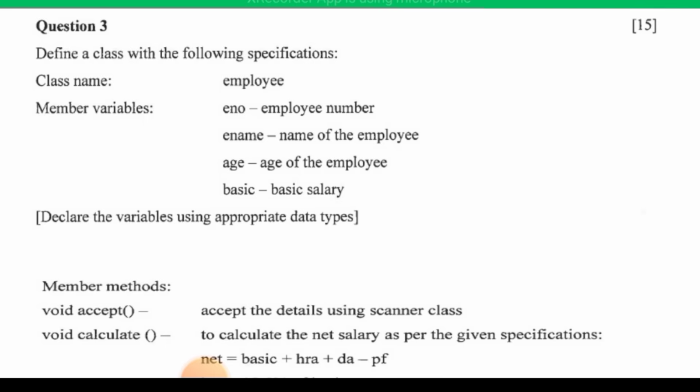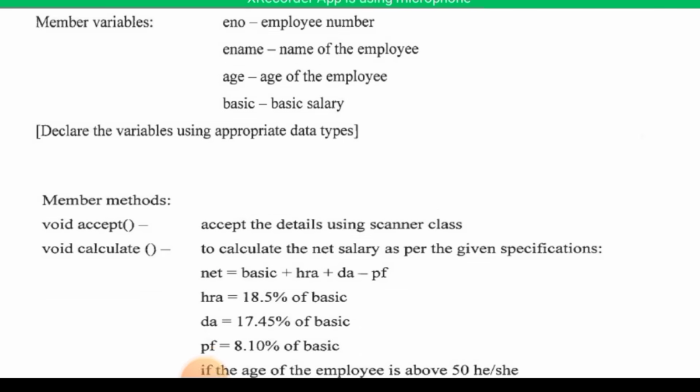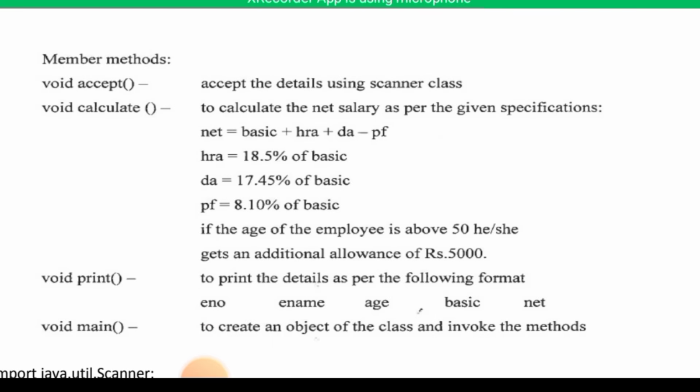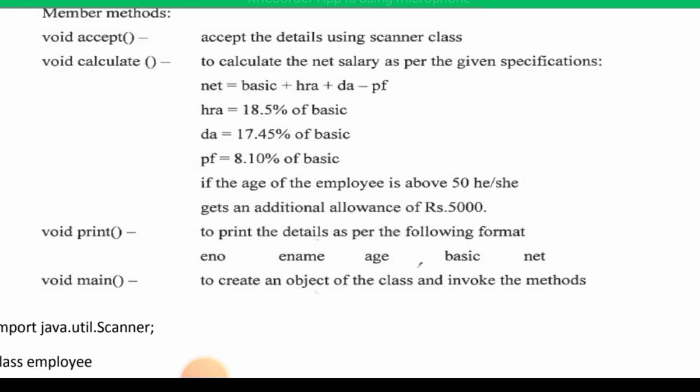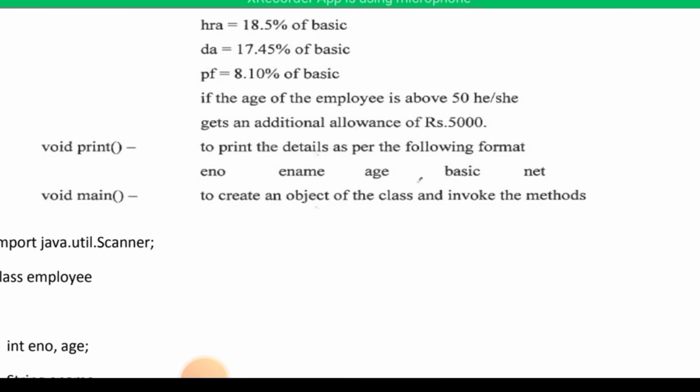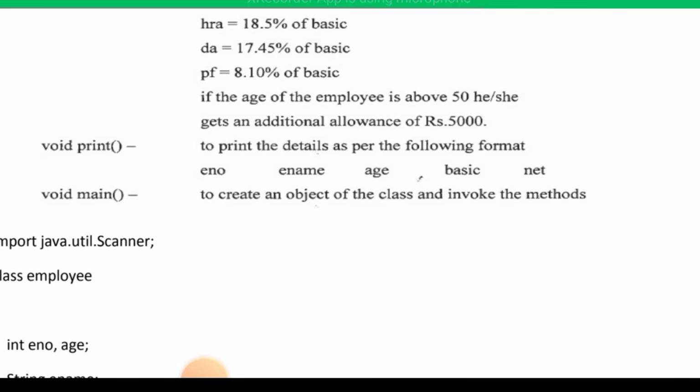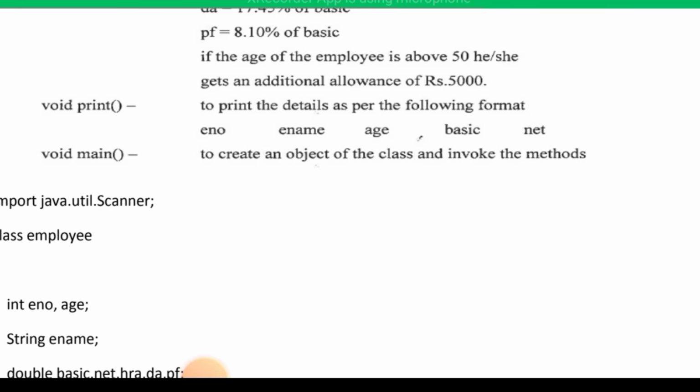in the question. So we have four variables here: e number, e name, age, basic. Okay, then we have methods: void accept, which will accept the input from the user using the scanner class. We have void calculate, which will calculate the net salary as per the given specification, as per the given criteria. And then we have void print, to print the details such as employee number, name, age and basic and net salary as per the given format. Okay, and the main function, where we will create the object and we will call all these methods.